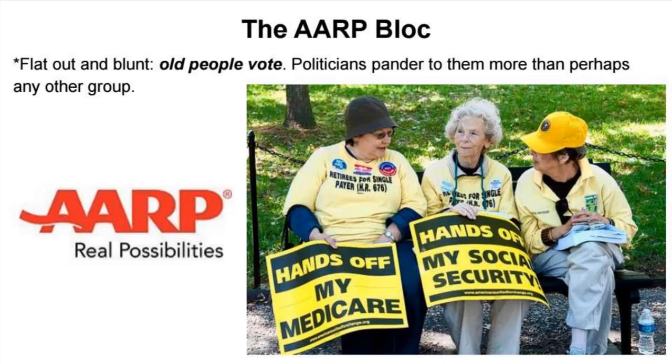The AARP block, to just put it out bluntly, old people vote. Old people vote in far higher numbers than younger people. So politicians pander to them far more than perhaps any other group. So when it comes to things like spending on Medicare and Social Security, politicians are afraid to touch those things with a 10-foot pole, even though they are careening towards a fiscal cliff. They are not affordable. There are changes that would need to be made to make those things more affordable in the future.